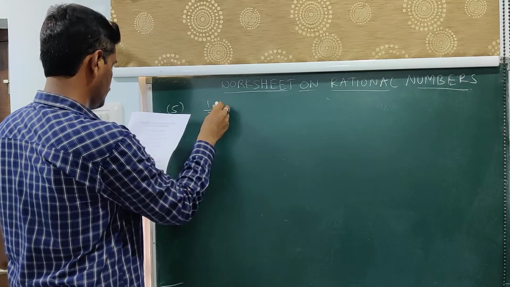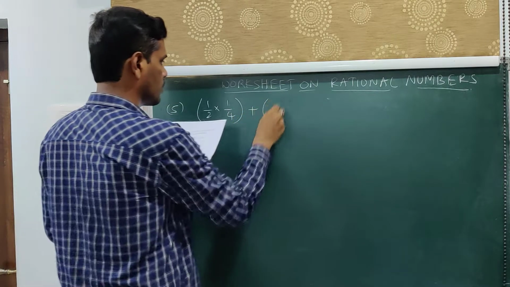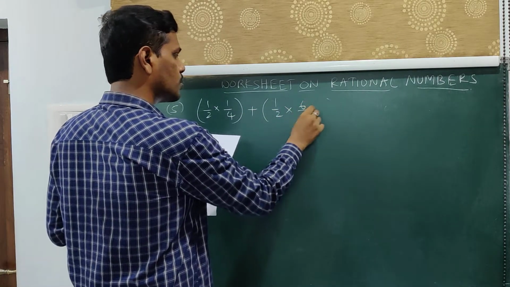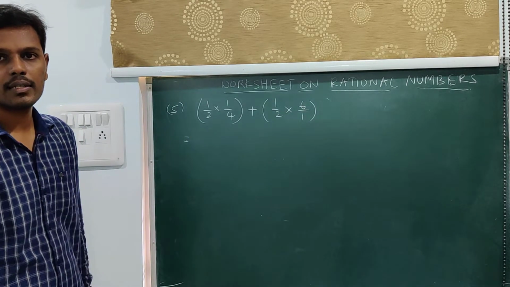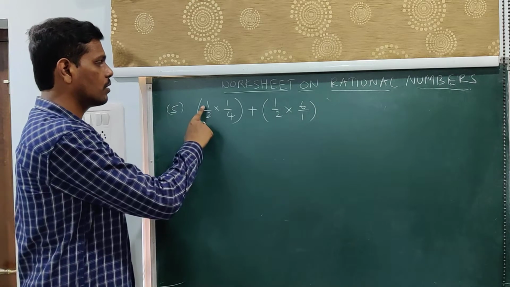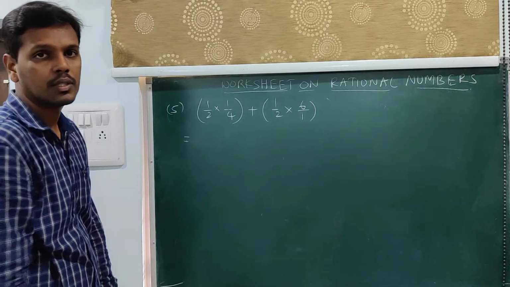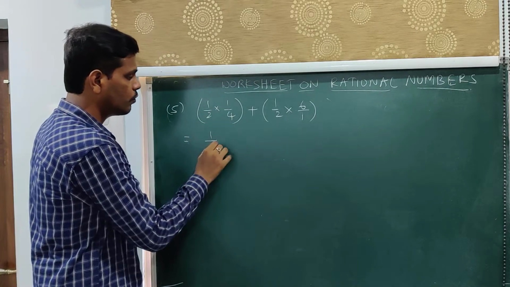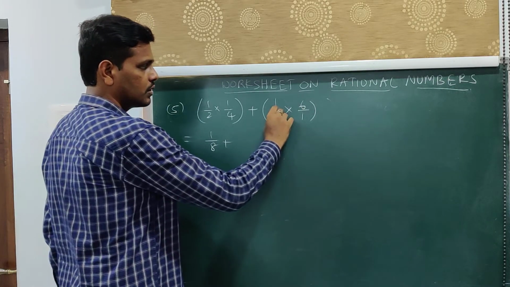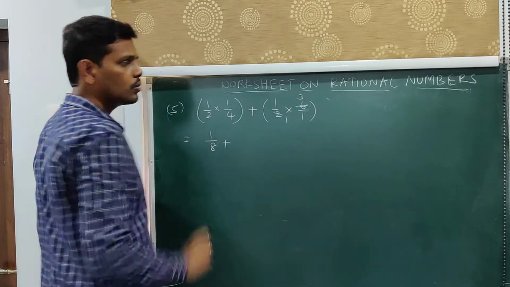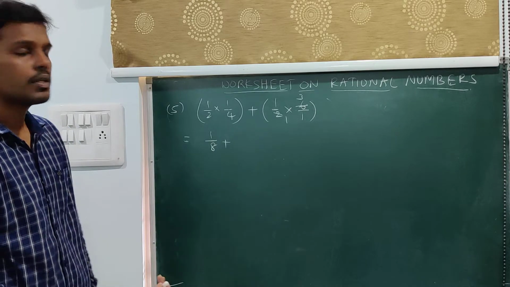This is 1 by 2 into 1 by 4 plus 1 by 2 into 6. 6 you can write as 6 by 1 for the ease of doing the problem. As we have discussed earlier, first we remove the brackets, then we apply the operations. In order to remove the bracket, we multiply numerators with numerators, denominators with denominators. 1 into 1 is 1, 2 into 4 is 8, plus 1 into 6, or in fact we can simplify this. Wherever simplification is possible, do that simplification, and the problem will be much easier to solve.